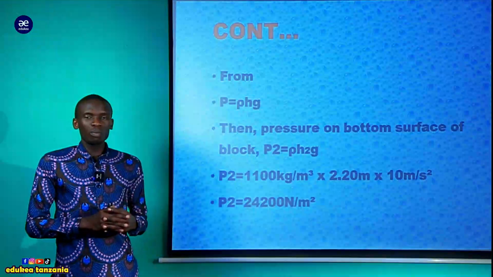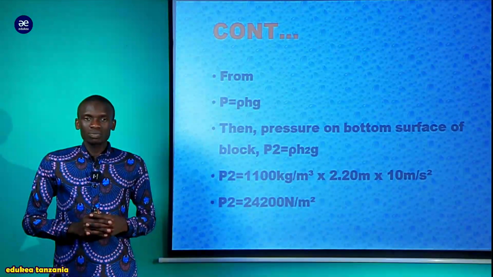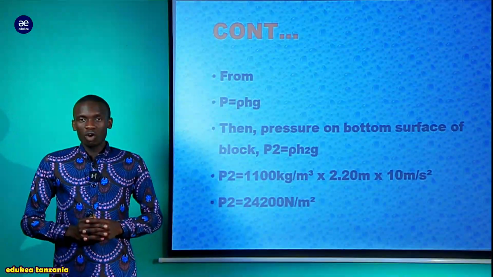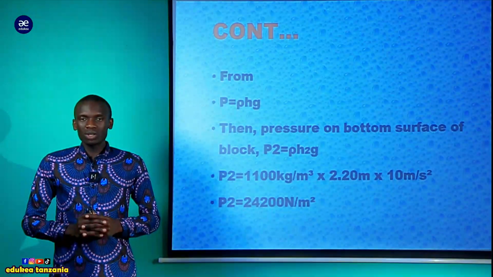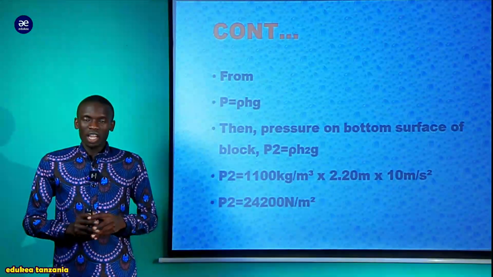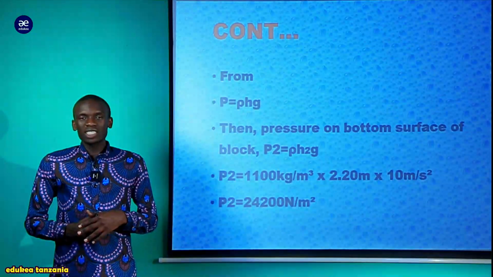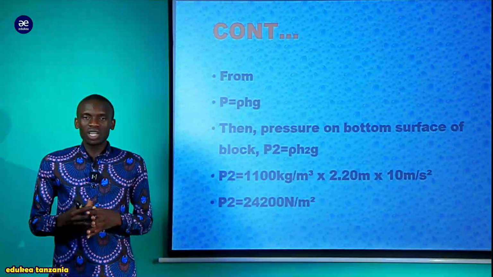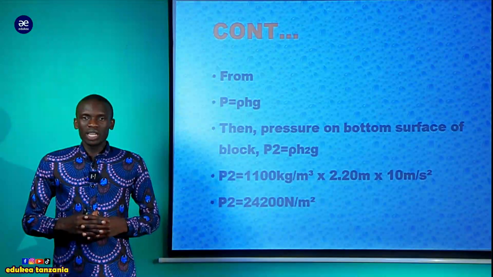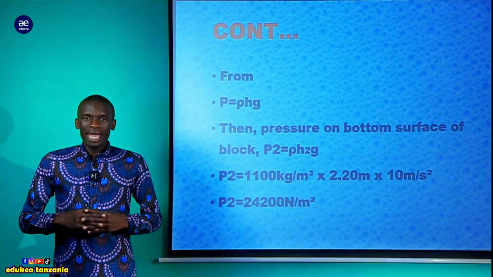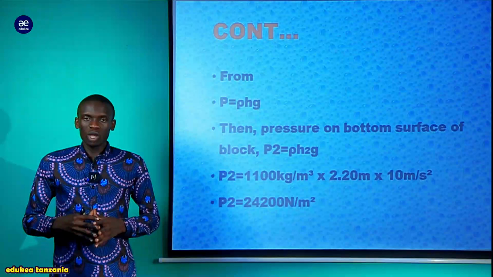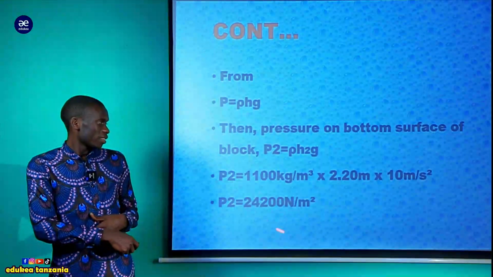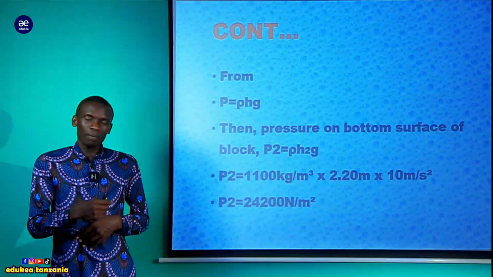24,200. On the top, it is 22,000 Newton per meter square, but at the bottom it is 24,200 Newton per meter square. As you see, the bottom surface is acted on by a larger pressure than the top surface, as we have described that pressure depends on liquid. Pressure in liquid depends on depth, and it is directly proportional. So if you increase depth, you increase pressure. That is why we see there is larger pressure than at the top.